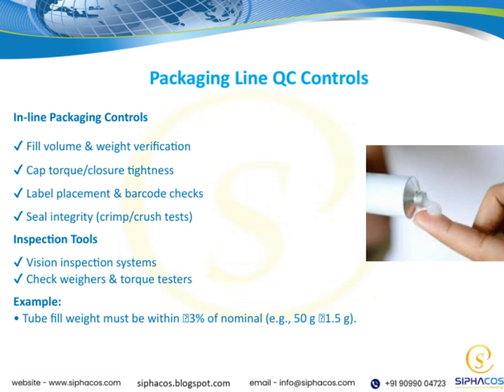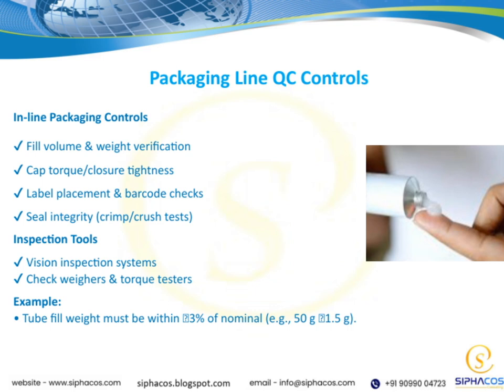Lastly, seal integrity, including crimp and crush tests, helps confirm that seals are secure and intact, protecting the product during handling and shipping. Moving on to inspection tools, we use high-tech systems like vision inspection systems to automatically identify any visual defects or misalignments. Check weighers and torque testers provide precise measurements to verify fill weights and closure tightness, respectively.